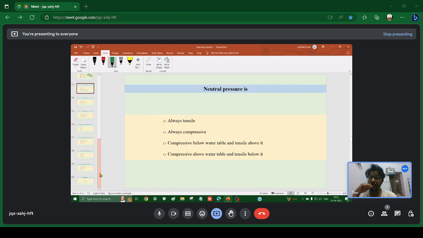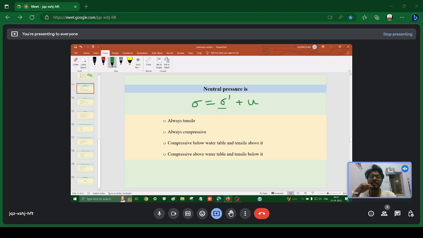Neutral pressure is... now, what is neutral pressure? Neutral pressure is the pore pressure in the soil. The water in the pores also exerts a particular pressure, such that total pressure equals effective pressure plus neutral pressure.